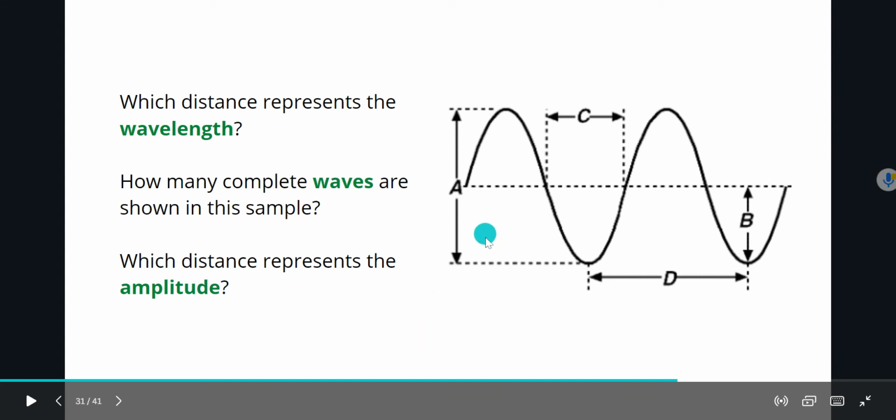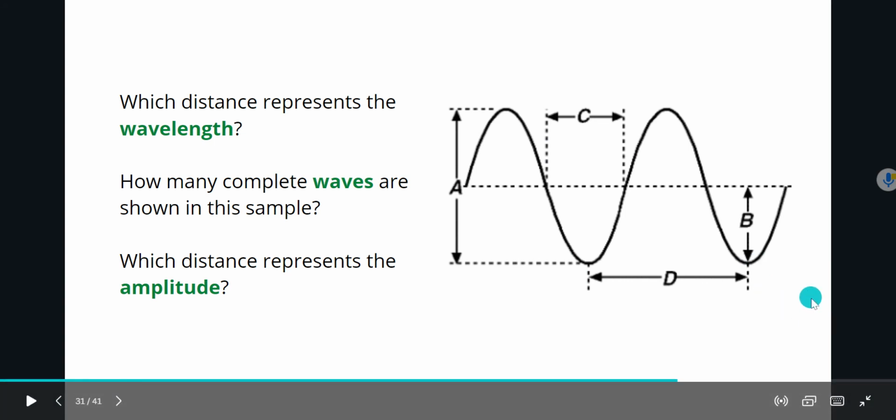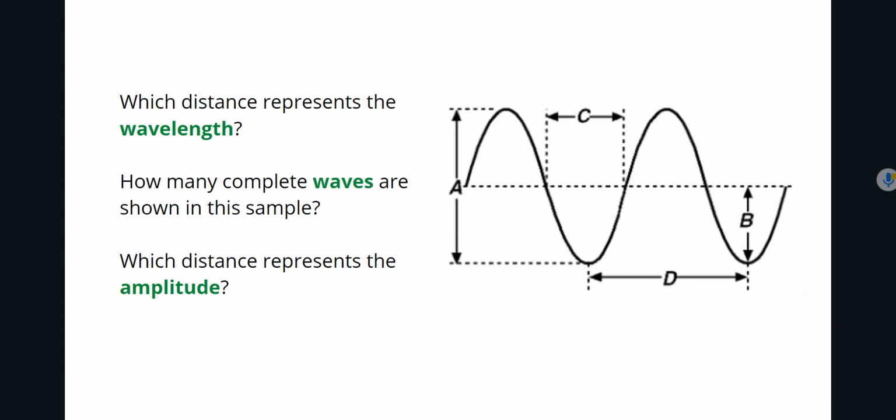Which distance represents amplitude? It is not A. Many students will get this one wrong because amplitude is not from the trough to the crest. It is rather from the trough to the midline, which would be B as in boy. That concludes our study of the anatomy of waves. Tomorrow we'll have something new for you. Thank you very much.